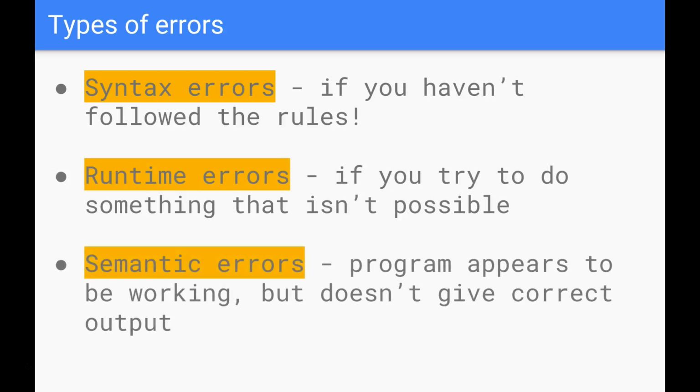And finally, and often the most dangerous type of error, is a semantic error. This is when the program doesn't actually crash. It runs and it seems like everything's going fine, but actually the output isn't quite what you want. This is a really dangerous type of error, and you need to really carefully test your programs to make sure that you don't have any of these errors in there.